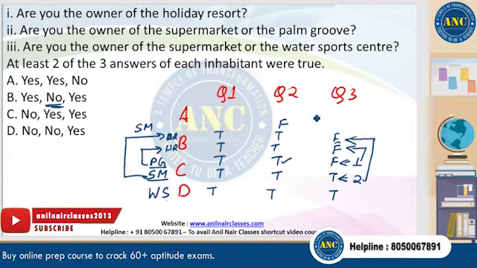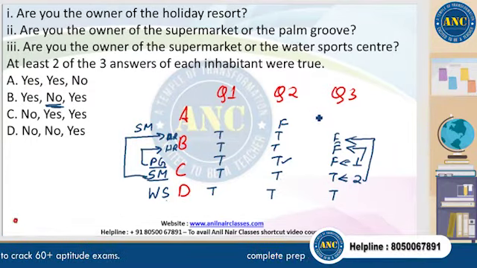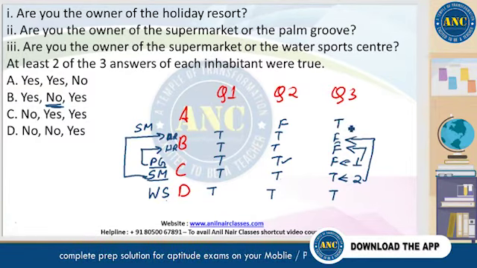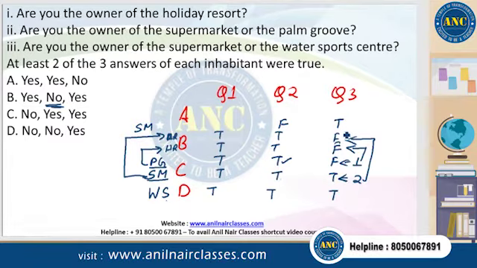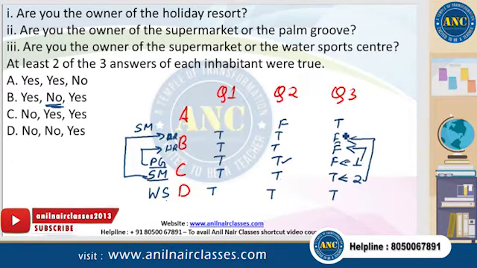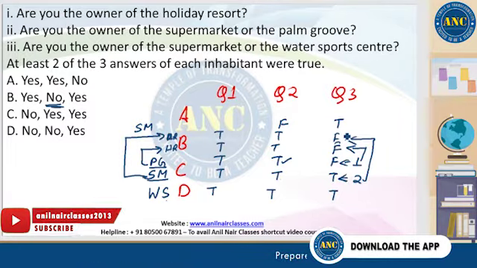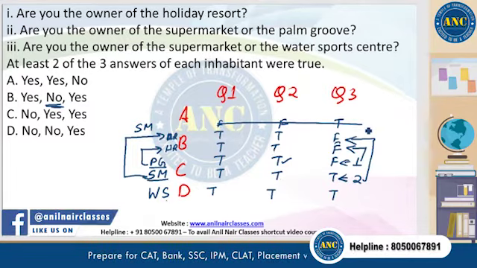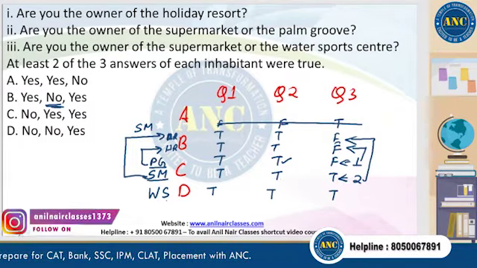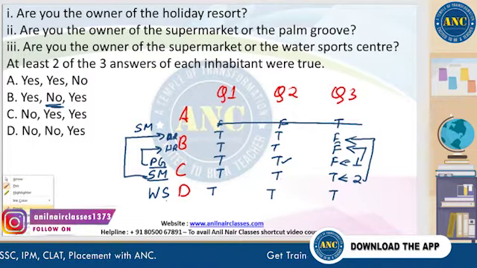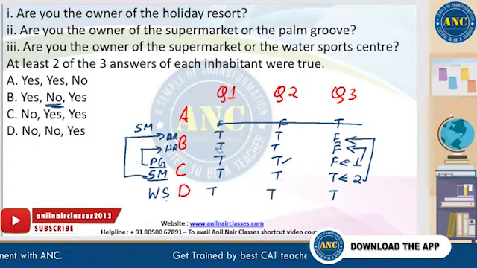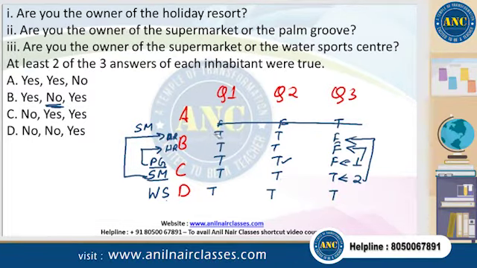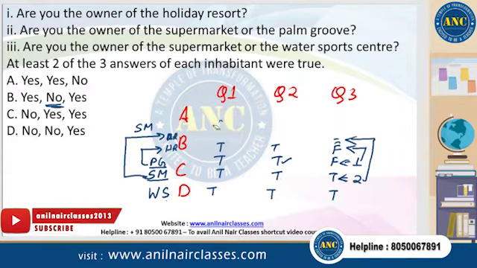What does it mean? The next statement, B says, are you the owner of the supermarket or the water sports center? He says yes, so that becomes a true because he's the owner of the supermarket. And the first statement, are you the owner of the holiday resort? He says yes. Is he the owner of the holiday resort now? No, supermarket, so that becomes a false. We cannot have two falses in the statement, so we can negate that. But that also gives us a conclusion. Whatever the case, it does not matter. The answer for B is going to be true, true, false. That's our answer.